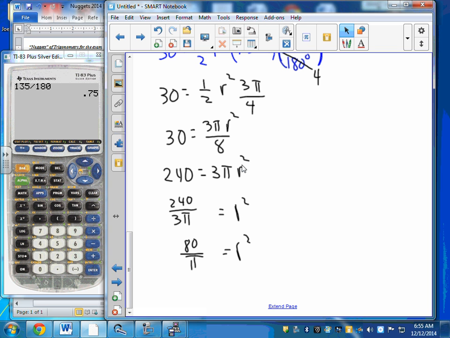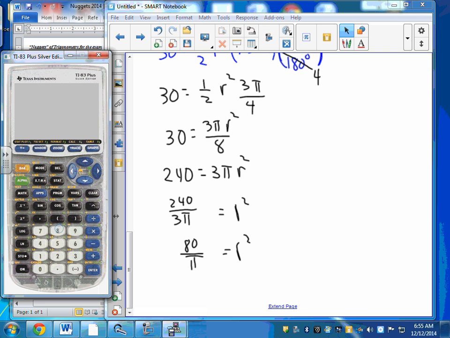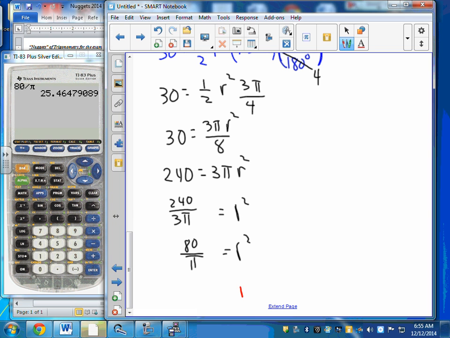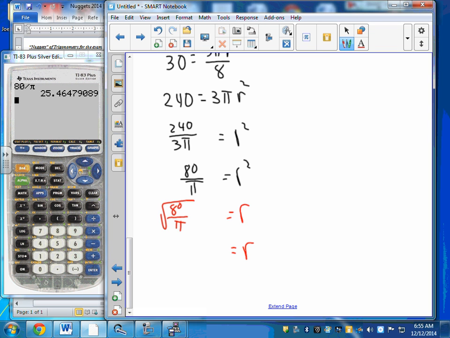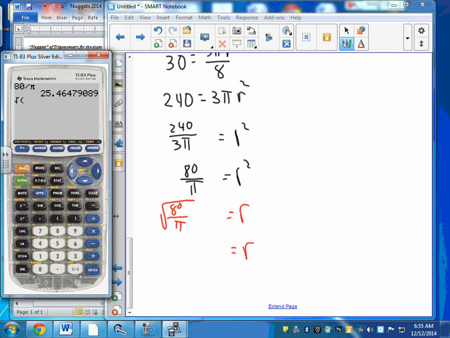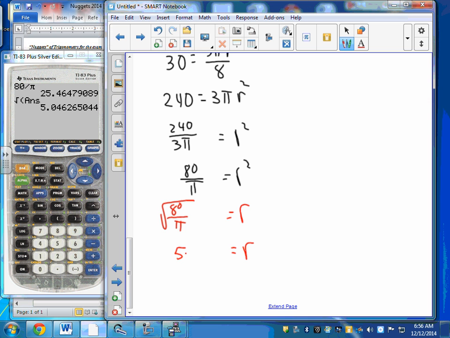And so now I'll go to my calculator. 80 divided by pi is that number, and we want the square root of that. So r is going to be the square root of 80 over pi, which to the nearest thousandth anyway is going to be, let's see, square root of that answer is about 5.046 inches. So it sounds like this was a little tiny personal pan pizza with a radius of about 5 inches.